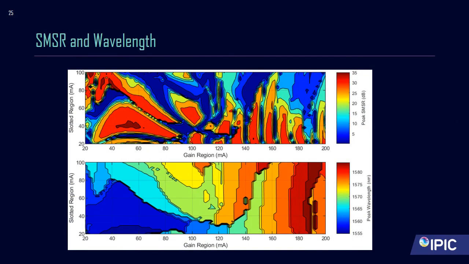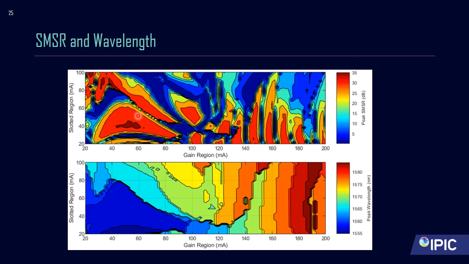With each of these measurements, two points are taken: the SMSR and the lasing wavelength. As you can see, along the bottom is the current across the gain region, or the Fabry-Pérot region, and along the y-axis is the current across the slotted region. The color represents the SMSR detected, and down here, instead of the current, I have the equivalent wavelength.